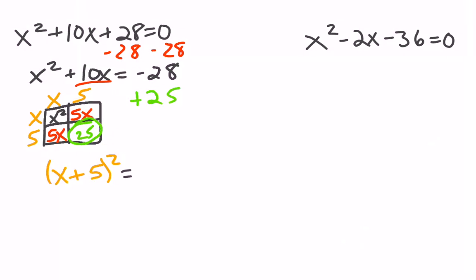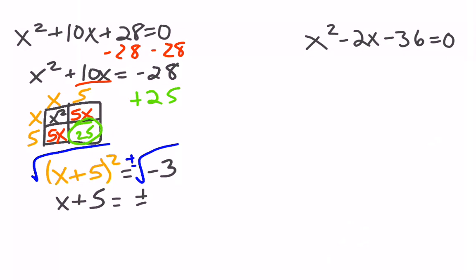So I'm going to get that equals negative 28 plus 25, negative 3. And now we're going to do plus or minus the square root of both sides. So my left side reduces to x plus 5 equals plus or minus. I can't simplify the square root of 3, but since it is a negative, I'm going to take that out and make it an i. And then my last step is going to be to minus 5 both sides. x equals negative 5 plus or minus square root of 3i.